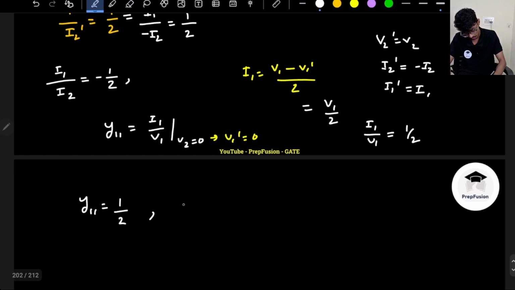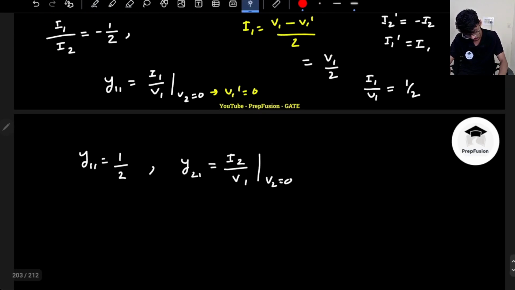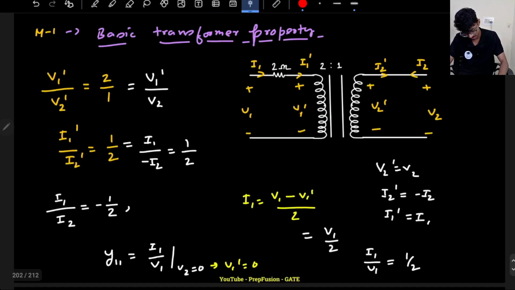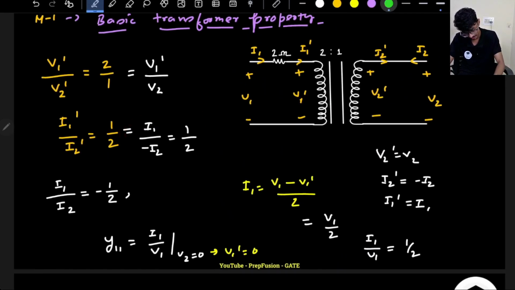What about y12? Y12 is I1 upon V2 when my V1 is 0. So let's first solve for y21 only. It is I2 upon V1 when my V2 is 0. So what is the I2 current? I already know this relation, right? So I1 is equal to what? From here I can directly write what is my I1. I1 is equal to minus I2 divided by 2.